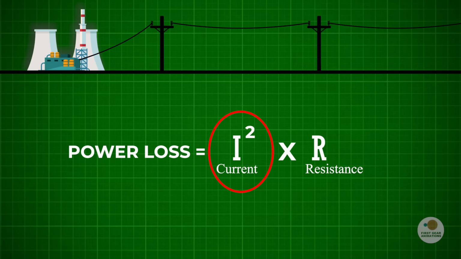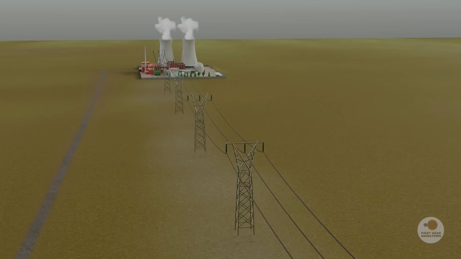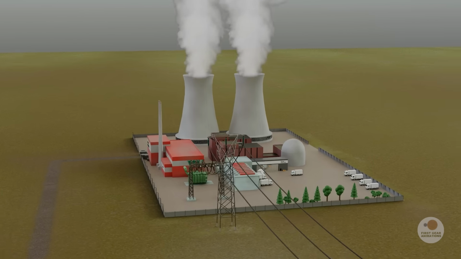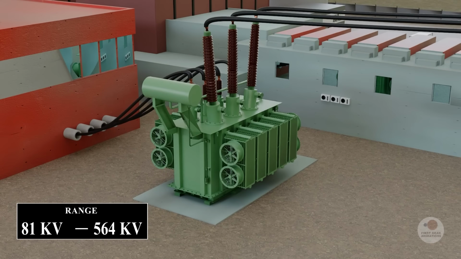That single detail makes a huge difference. Because current is squared, even a small increase in current causes the power loss to rise dramatically. So, if we want to minimize transmission losses, reducing the current is the key. And the only way to reduce current while delivering the same amount of power is to increase the voltage. That's exactly why when electricity is generated at a power plant, it is first sent through a step-up transformer that raises the voltage to hundreds of thousands of volts.